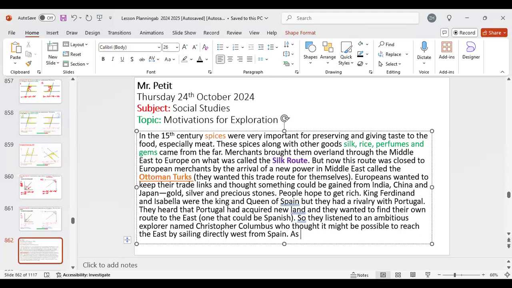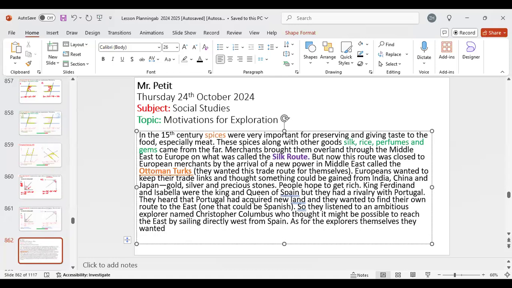As for the explorers themselves, they wanted to prove themselves as professional navigators, to show that they were capable of reaching all parts of the earth.